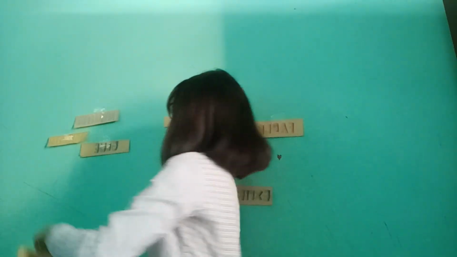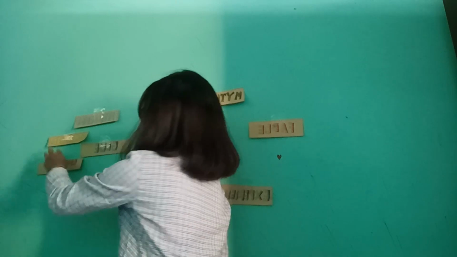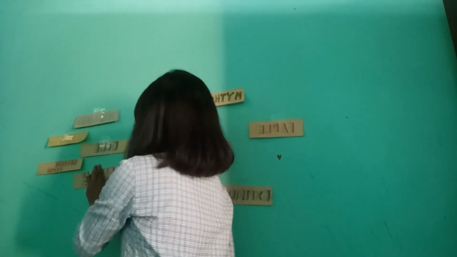Next, alright, paper glue. Then the next one, origami paper. Then the last one, colored pencils, or you may use crayon. Is it clear, students? Well, now let's move to the schedule.